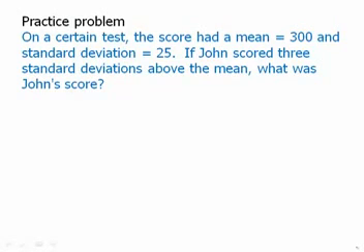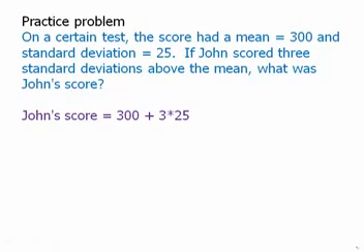On a certain test, the scores had a mean of 300 and a standard deviation of 25. If John scored 3 standard deviations above the mean, what was John's score? Well, the mean is 300, and he scored 3 25s above 300. Well, that would be 300 plus 75, which is 375.